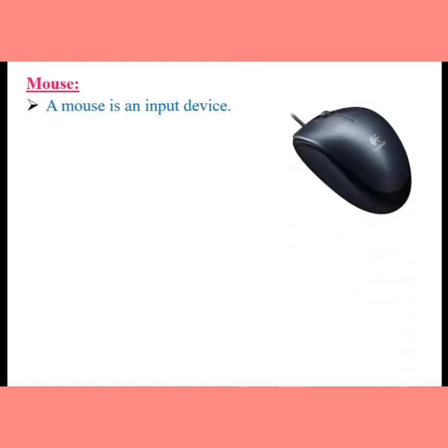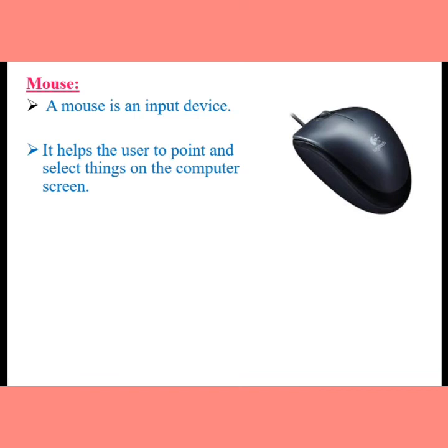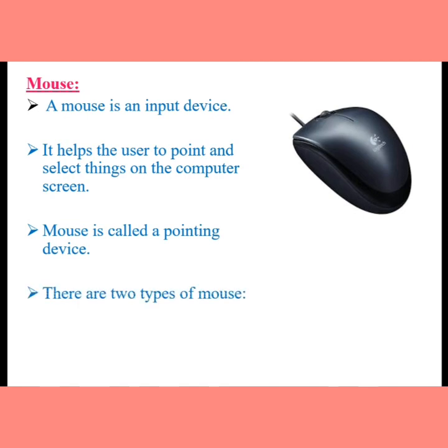Now the next device is the mouse. The mouse is also an input device that helps the user to point or to select things on the computer screen. That means by using the mouse, we can control the cursor or pointer on the computer screen to select any programs or files. And for this, the mouse is called a pointing device. Now, there are two types of mouse.